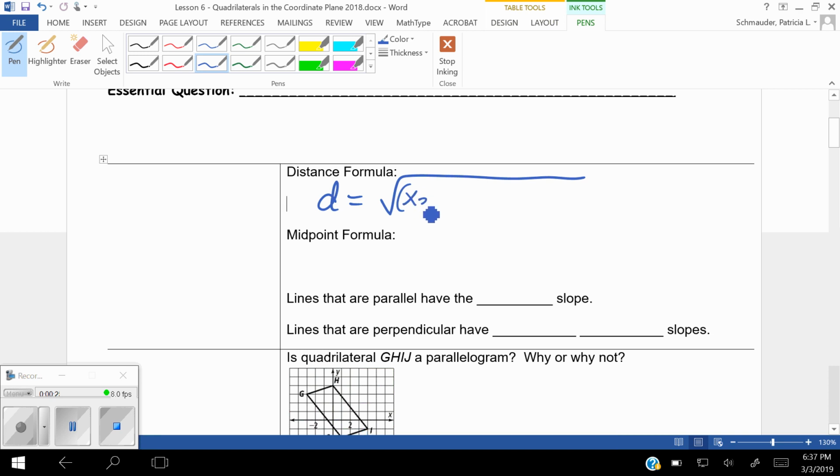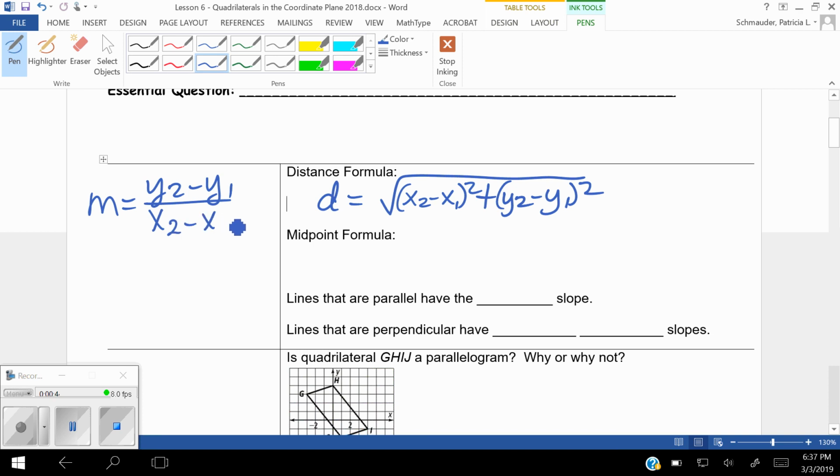It's the square root of x sub 2 minus x sub 1 squared plus y sub 2 minus y sub 1 squared. We're going to use slope a lot, so I'll go ahead and write this over here. I know you haven't forgotten that though. Y sub 2 minus y sub 1 over x sub 2 minus x sub 1, rise over run, and then we'll use the midpoint formula. That's a capital M, because remember slope is lowercase m, and that's x sub 2 plus x sub 1 over 2, y sub 2 plus y sub 1 over 2.